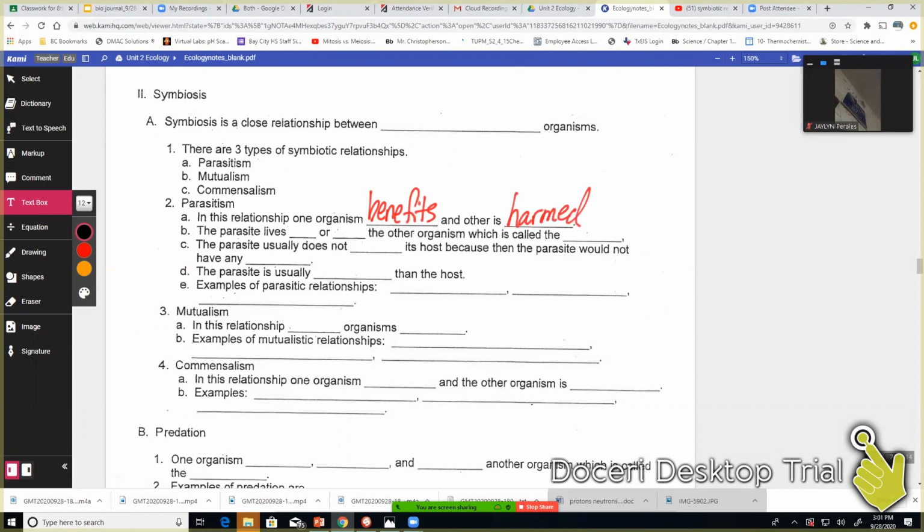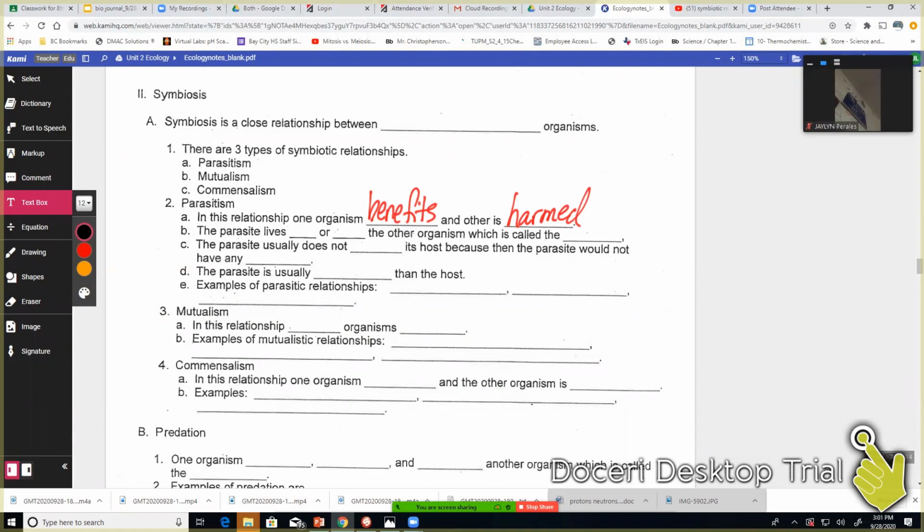So who can think of a real typical parasitic relationship? Anybody have any pets? Do they ever get fleas or ticks? Never? That's pretty good. I do. We're going to take pretty good care of her, but that would be an example of a parasite. The tick is feeding on your dog, it's getting a benefit, it's hurting the dog.